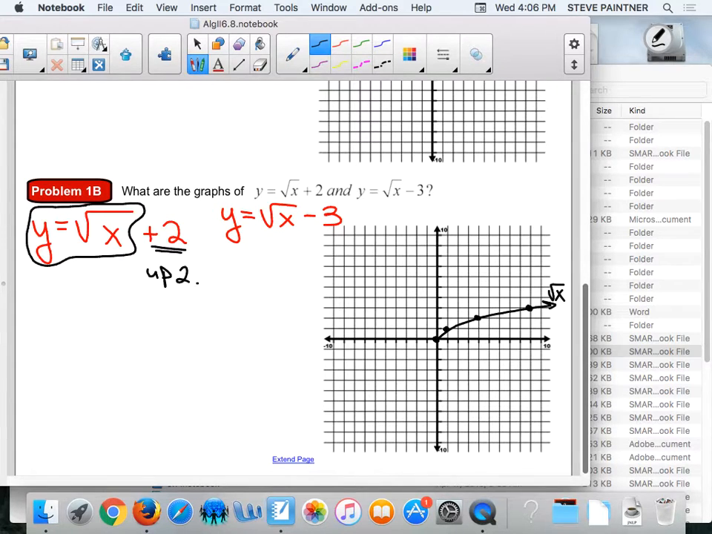Now let's do the square root of x plus 2. So basically it's just your parent moved up 2 units. So here I go. I'm going to go up 2 right there. Up 2 right here. Up 2.